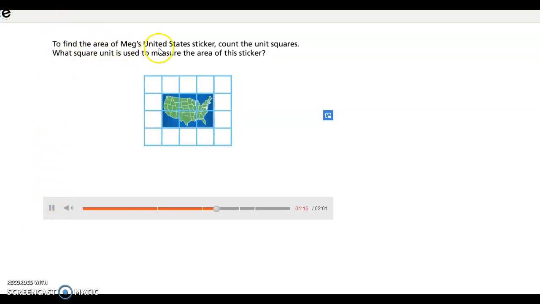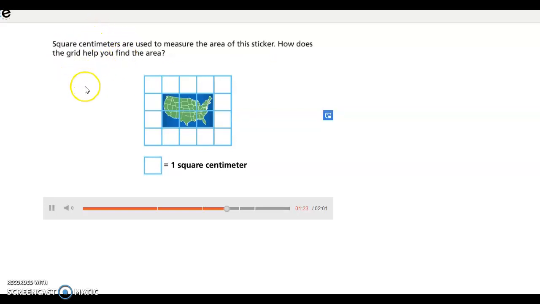To find the area of Meg's United States sticker, count the unit squares. What square unit is used to measure the area of this sticker? I want you to picture a sticker in your head and how small a sticker might be. And 1 centimeter, this is about the area of your pinky.